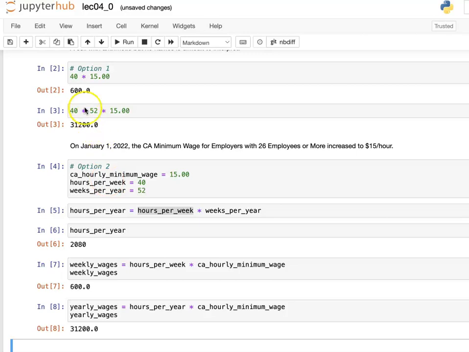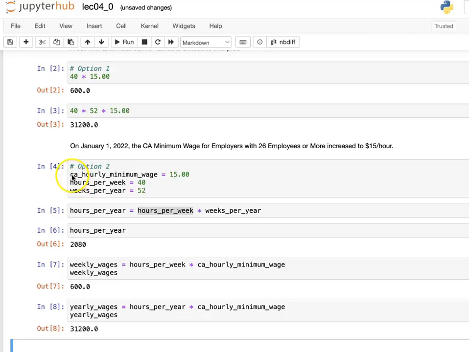Or you see here 600. You can use 600 times 52. They both got $31,200. Yeah, so that's the reason we want to use the net.